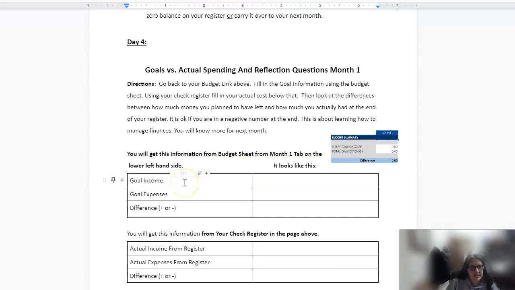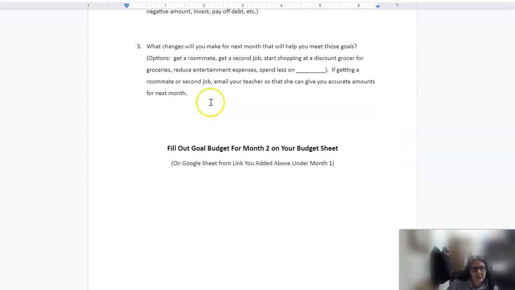Moving on to day 4 of your real life simulation. We are going to compare your goals to your actual spending, and then you have some reflection questions, and then we will also fill out your goal budget for month 2. So a little bit busier day to day on stuff.